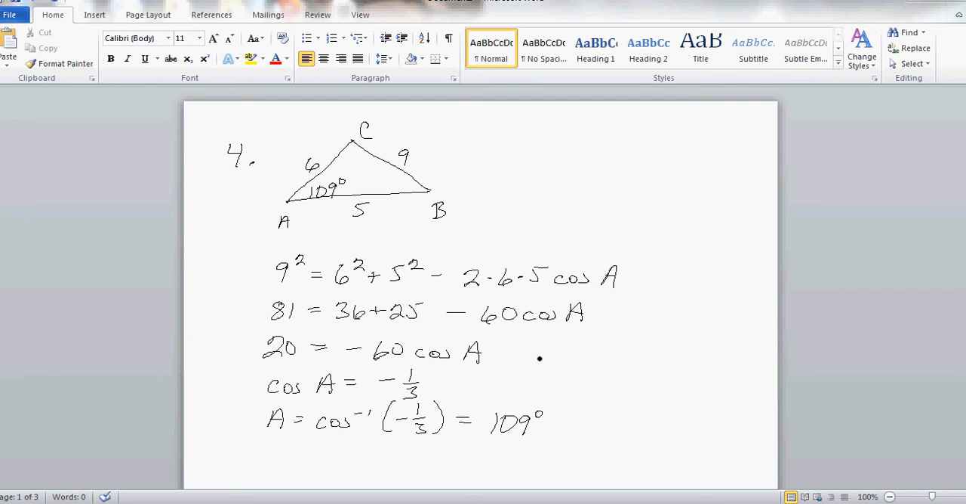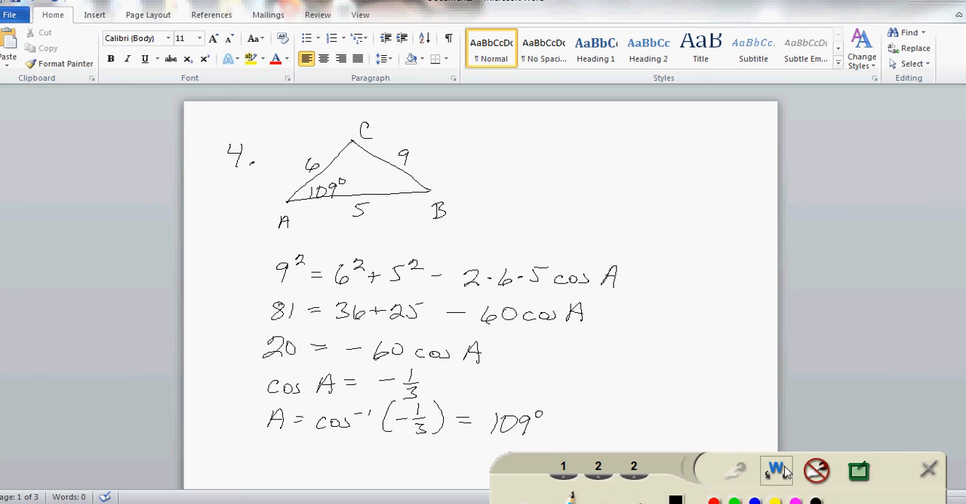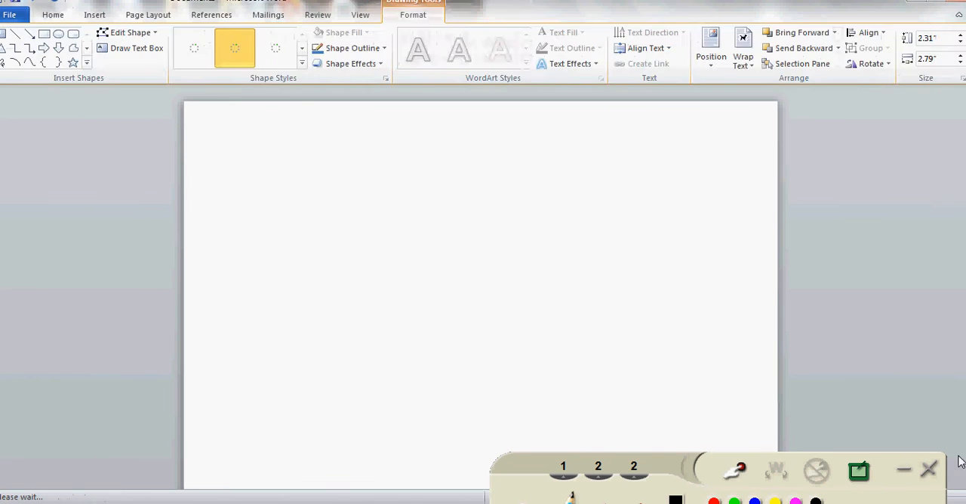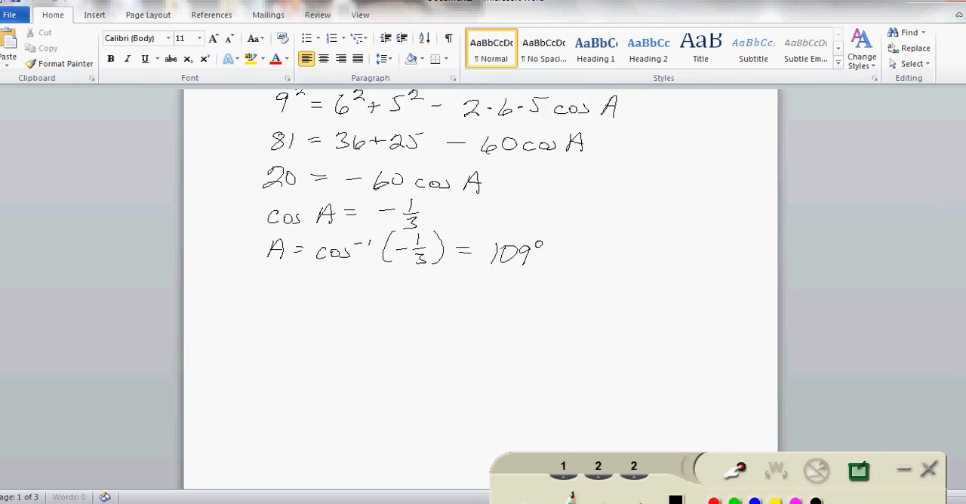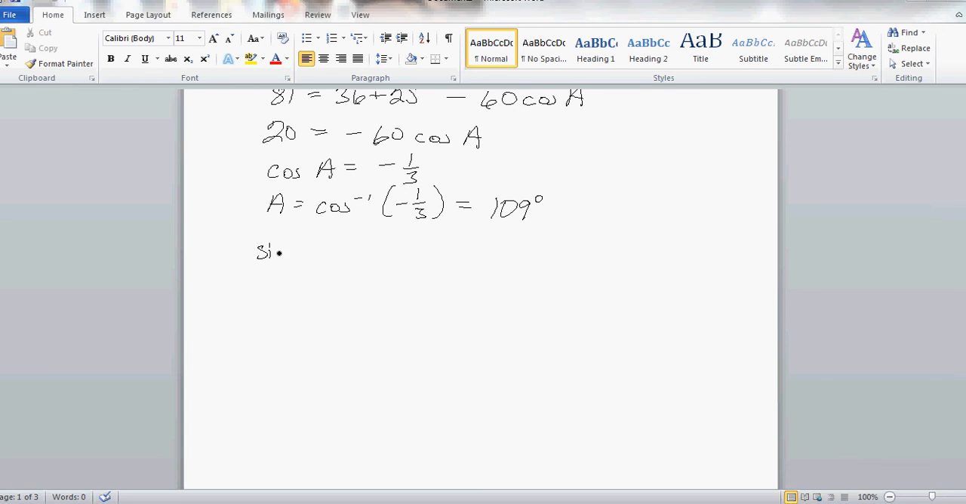Now we can use the law of sines to continue from this point. The sine of 109 degrees over 9 is equal to the sine of b over 6. We don't really need to do c, because once we find b, c is easily calculated. And so we do the cross products. 9 sine of b equals 6 sine of 109 degrees. Divide both sides by 9.